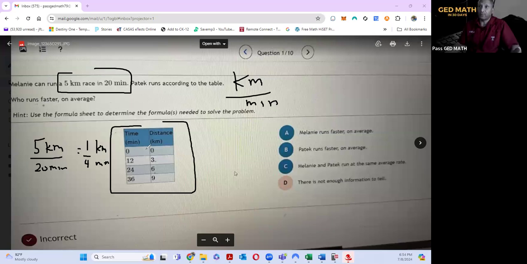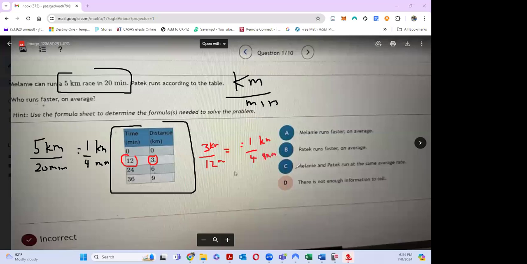We go to the table and do the same exact thing. Kilometers over time. 3 going to 3, one time. 3 going to 12, 4 times. So 1 kilometer every 4 minutes. C was correct.